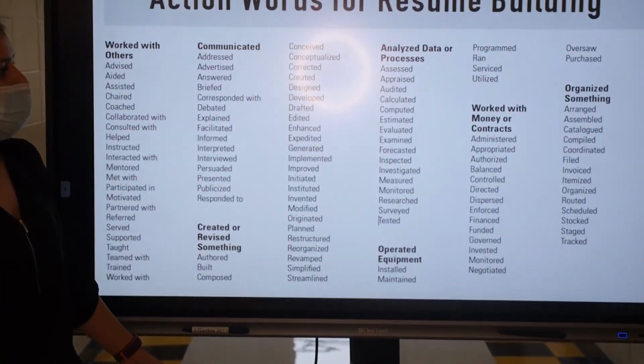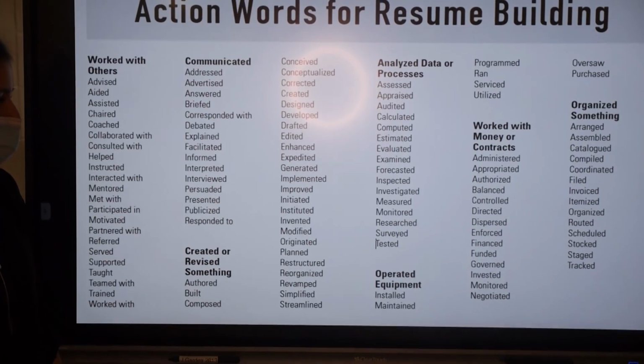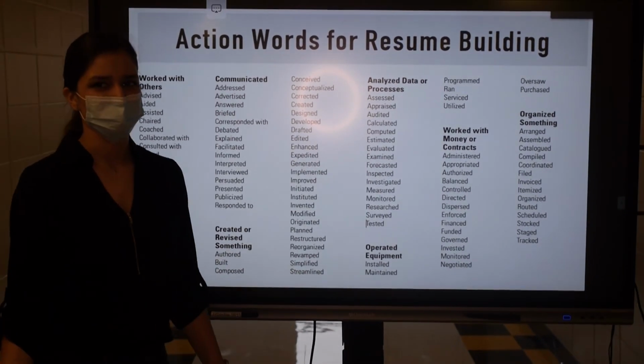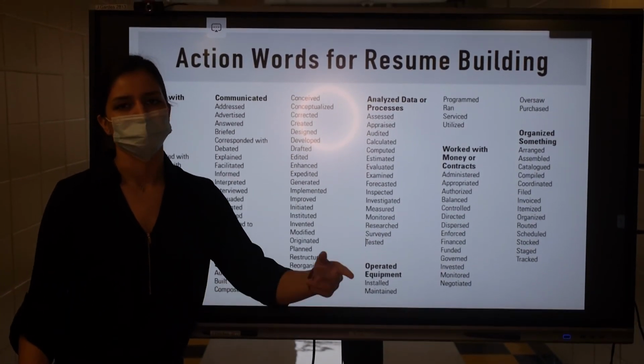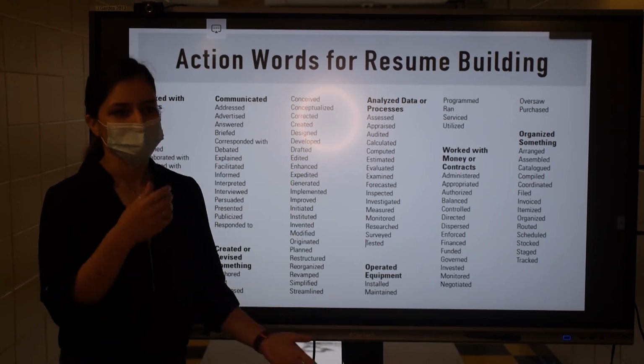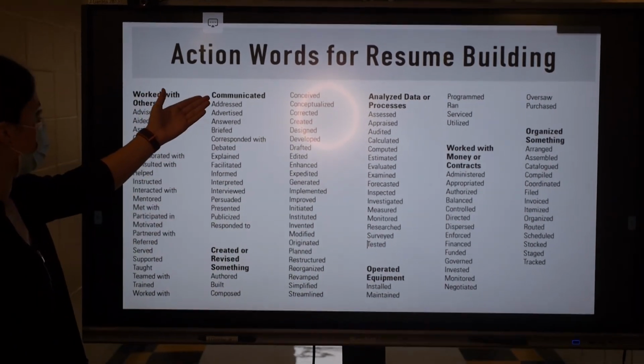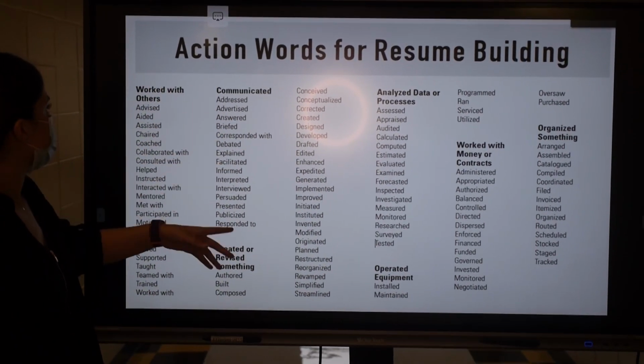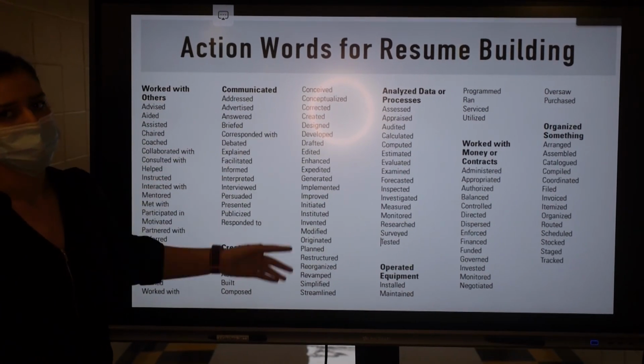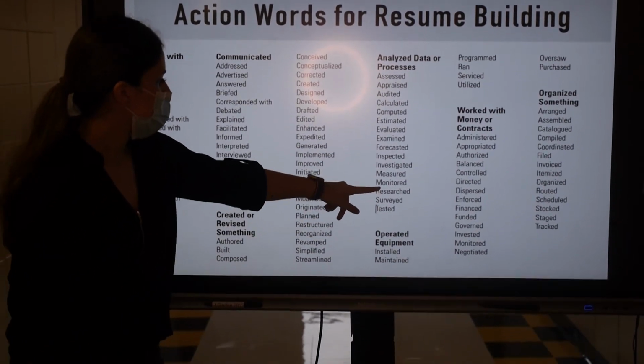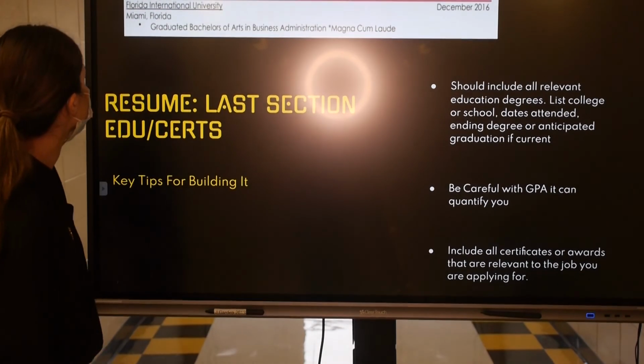Action words for resume building are very important because you want to sound very professional. You don't want to use words like, I did this, it was cool. Those are not good words. You want to use these bigger words like addressed, advised, answered, and so on.